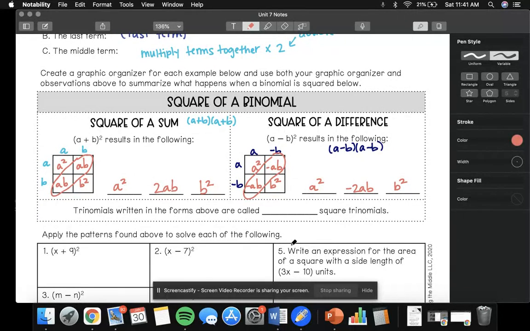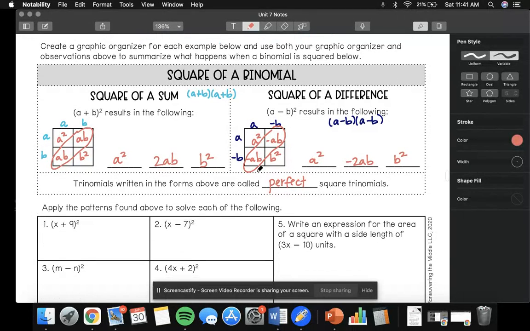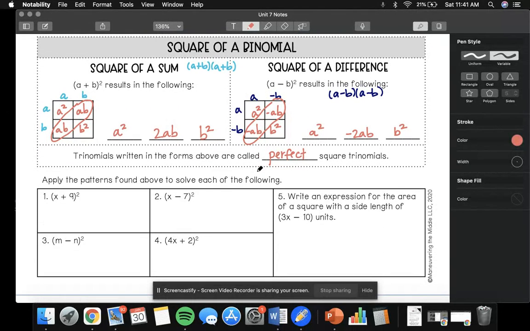So trinomials written in the forms above are called perfect square trinomials. Because they're the same thing, it would be a perfect square. If you guys are interested in using these rules, you can definitely use them. You can notice that we are basically going to square the first term, square the last term, and multiply the two terms together and double it.